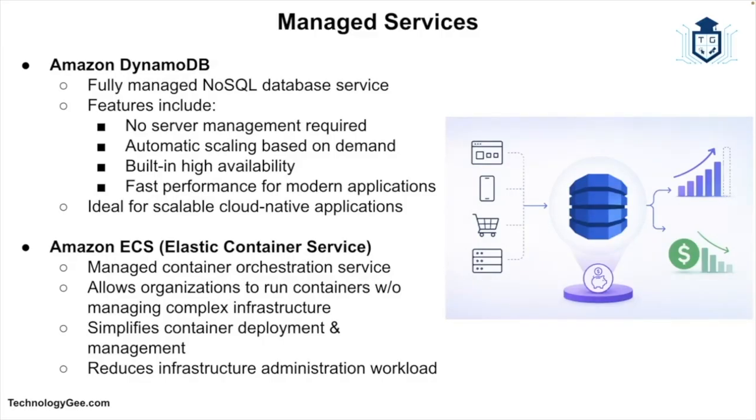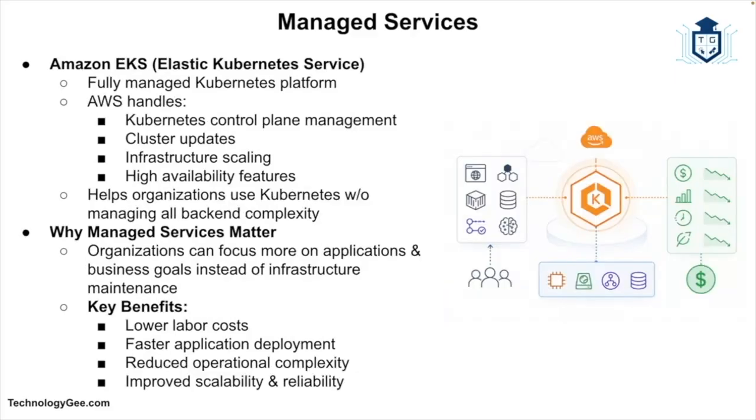And then you also have Amazon ECS, which stands for Elastic Container Service, and this is used for running containers without managing infrastructure. You also have what is called Amazon EKS, and that stands for Elastic Kubernetes Service. And this allows you to manage Kubernetes services. And basically, Amazon handles the control plane, the updates, and the scaling.